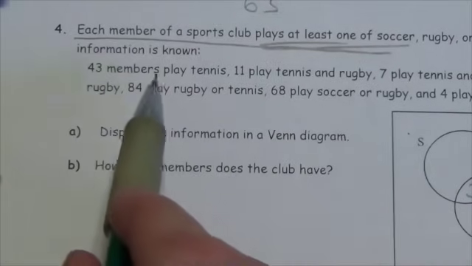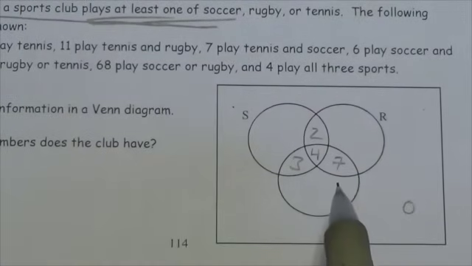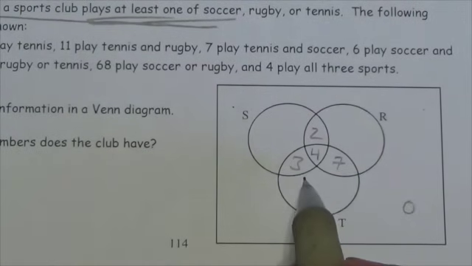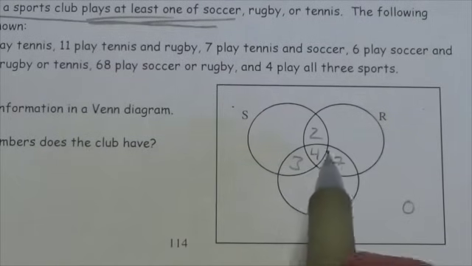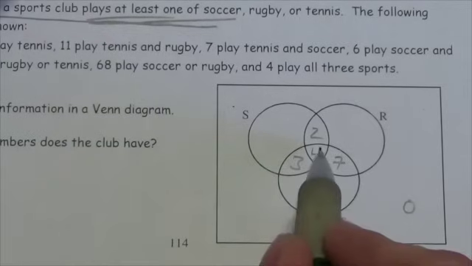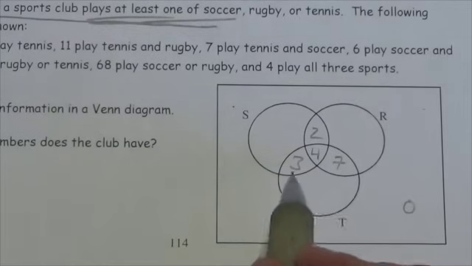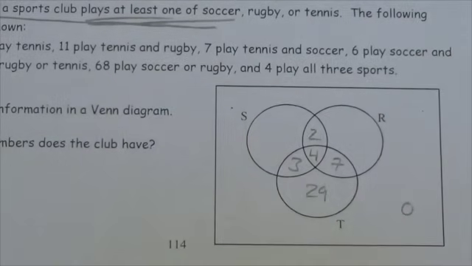And then it says 43 members play tennis. Oh, okay. So 43 play tennis here. Okay. So now I have got, what is it? I've got 14 here accounted for. 3 and 7 is 10 plus 4 is 14. But there should be a total of 43 when you add up all of those numbers, because these are all subsets of tennis. So 43 minus 14 is going to give you 29.